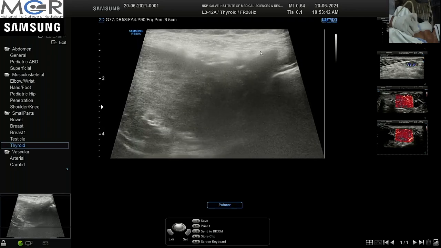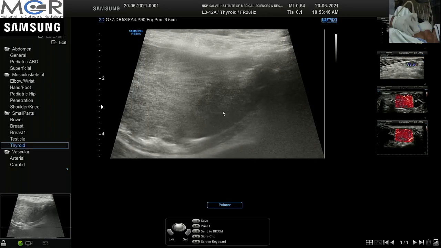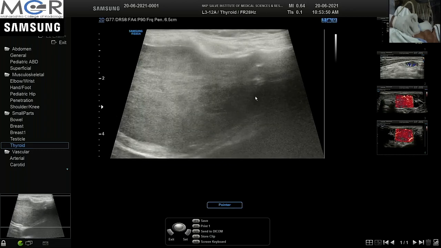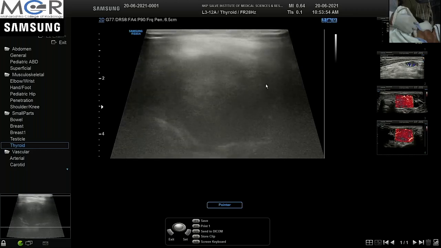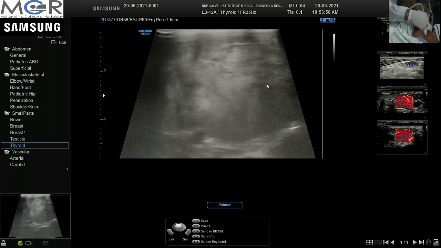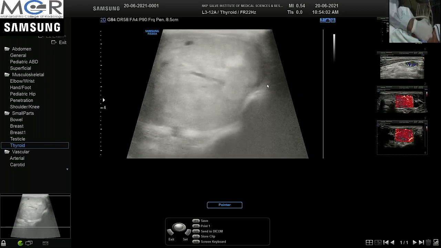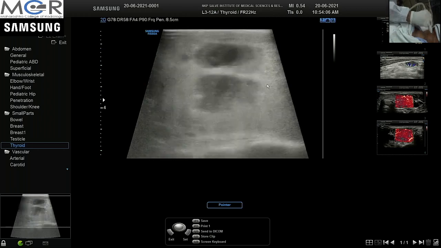This is acoustic shadowing due to the sternum, and you cannot see the lower margin of the right lobe of the thyroid. Not very clearly, probably it is here. So you can mention in your report that there is some amount of retrosternal extension of this large enlarged right lobe of thyroid.